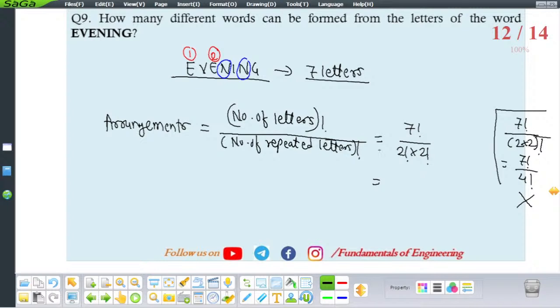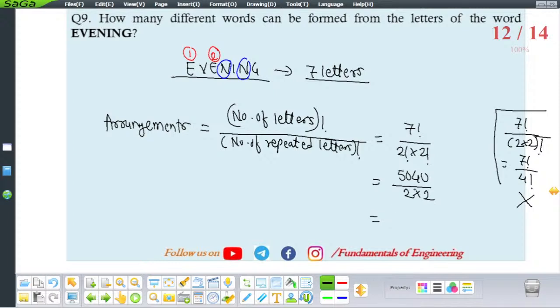Whatever the repeated letters, for the first repeated letter you take the factorial. If there are other repeated letters, then you multiply with the factorial of the other repeated letter. So 7 factorial upon 2 factorial into 2 factorial. If you took the screenshot of the factorial values I gave at the start of the lecture, 7 factorial is 5040, divided by 2 factorial is 2, and 2 factorial is 2. So 5040 divided by 4 gives the final answer.